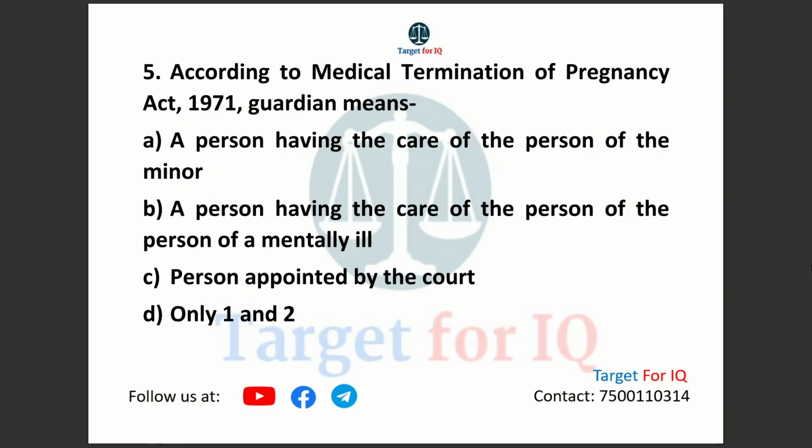Question 5. According to Medical Termination of Pregnancy Act 1971, guardian means option A. A person having the care of the person of the minor, option B. A person having the care of the person who is mentally ill, option C. Person appointed by the court, option D. Only 1 and 2. That is only option A and B. Correct answer to question number 5 is option D, that is both A and B.